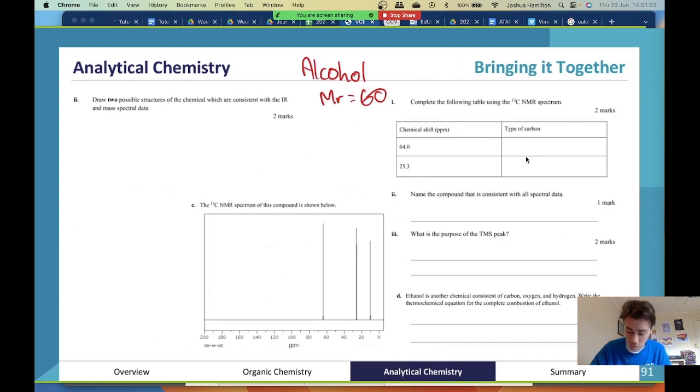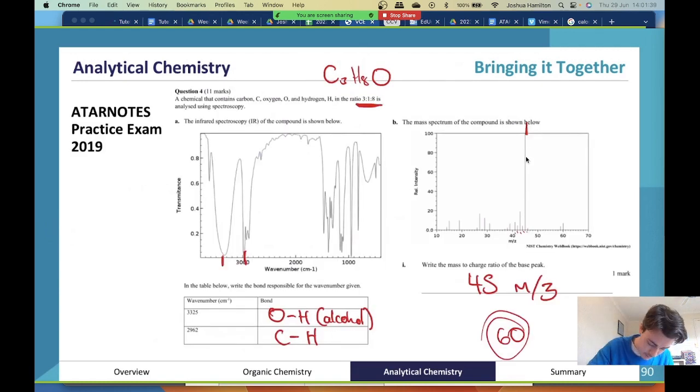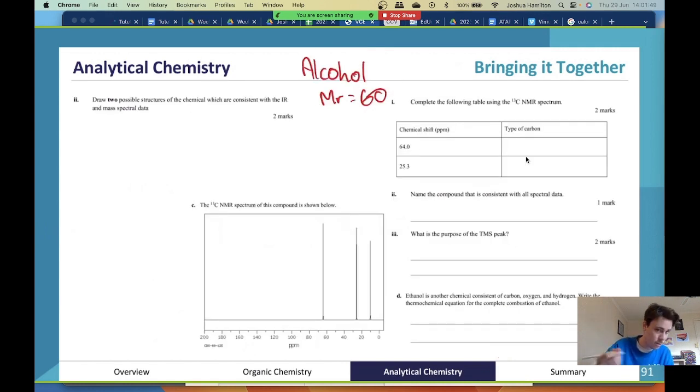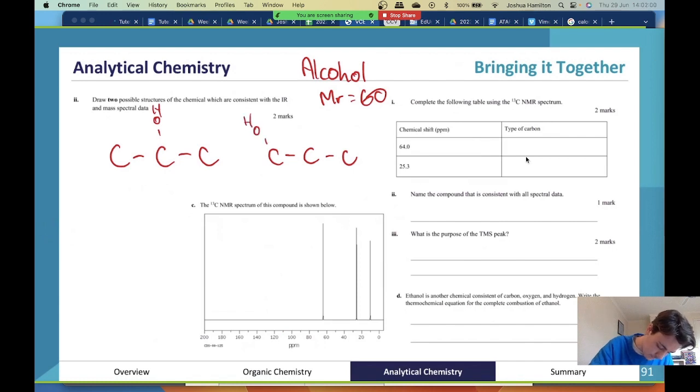Then it says, draw the 2 possible structures for this molecule. Well, for 60, 36 plus 16 is 52, plus 8 is 60. So it's going to be C3H8O, and I know it's an alcohol. So what are the two possibilities? Well, if I have 3 carbons, it's either an OH here or it's an OH on the start. And then these are the other molecules.